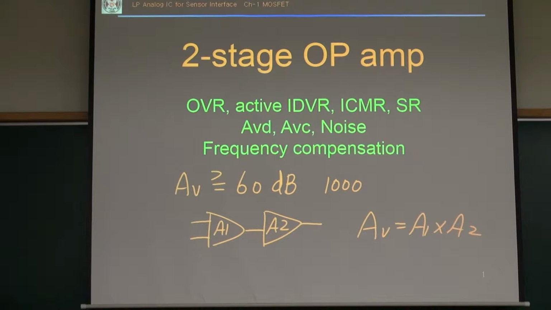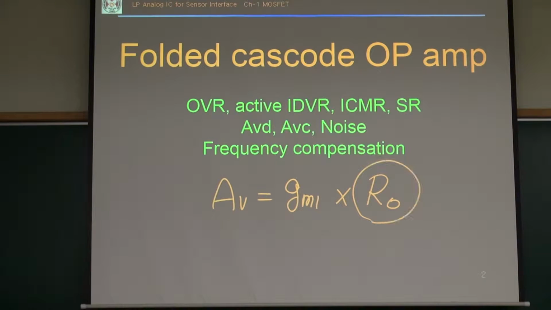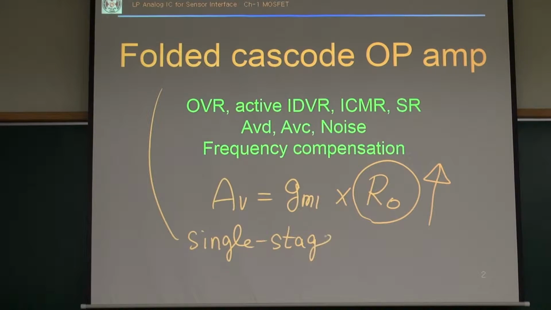That's why we need a two-stage op-amp. Another alternative is the folded cascode op-amp. In this folded cascode op-amp, the voltage gain is just the input transistor GM times the output resistance. This is a single stage. It increases RO, and then the voltage gain. This is a single stage amplifier.